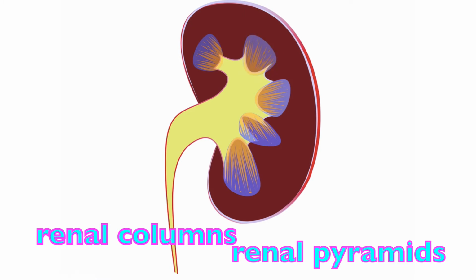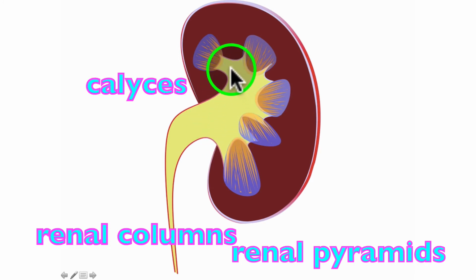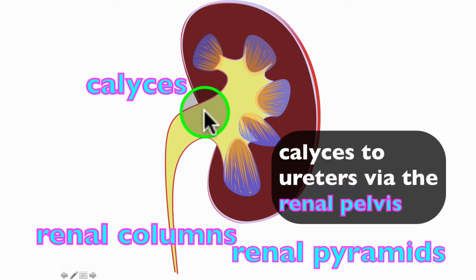Remember, collecting ducts accumulate filtrate that is passed along the nephron. And that filtrate, once it leaves the collecting duct and dumps into this yellow region, we now refer to as urine. This yellow region right here are the calyces, the minor calyces, and the major calyces. For our purposes, I just want you to understand the term calyces is where urine collects when it leaves the collecting duct within the renal medulla. And from the calyces, that urine then proceeds into the ureter.